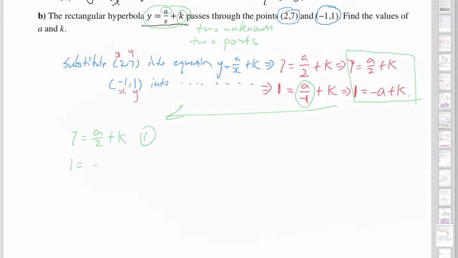1 is equal to -a plus k. That's my equation 2. So now you see here, we have two equations, two unknowns. So this is actually a simultaneous equation. So you're going to use a method to solve. You can use either the substitution method or the elimination method.